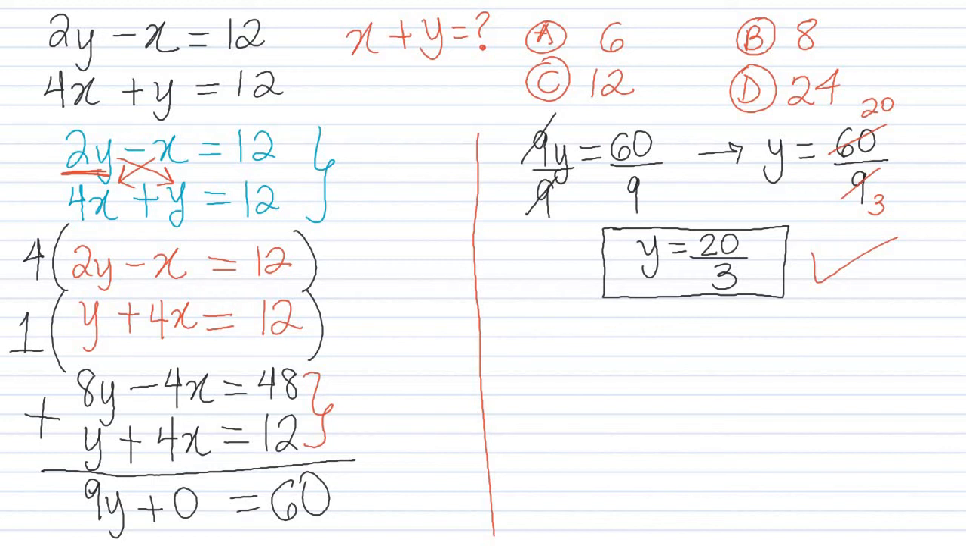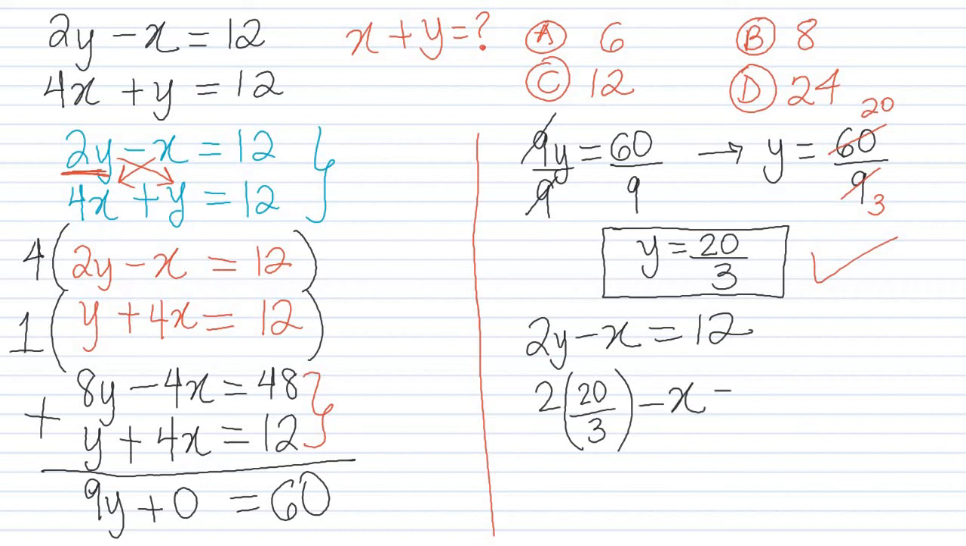Now we're going to substitute this value into any of these equations. So let's use 2y minus x equals 12. Substituting y for this, we're going to have 2 times 20 over 3 minus x equals 12. And the way to do that is 2 times 20 is the same thing as 40 over 3, right?